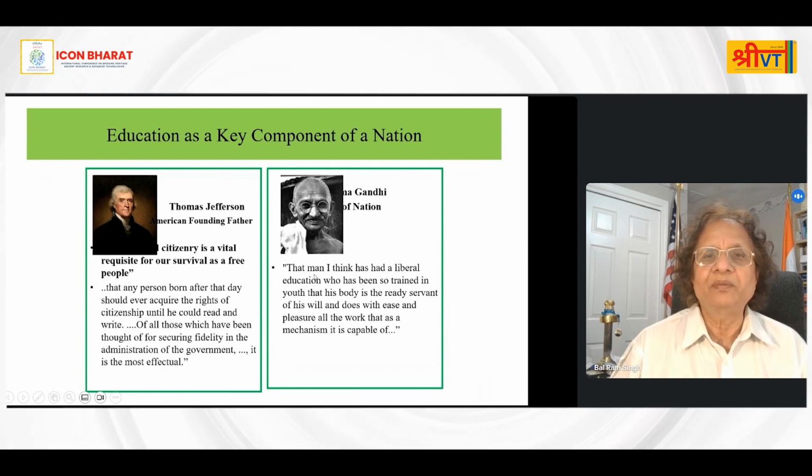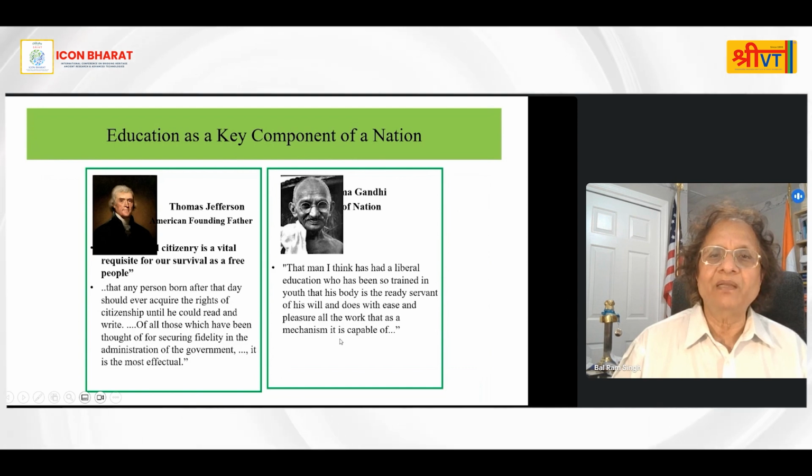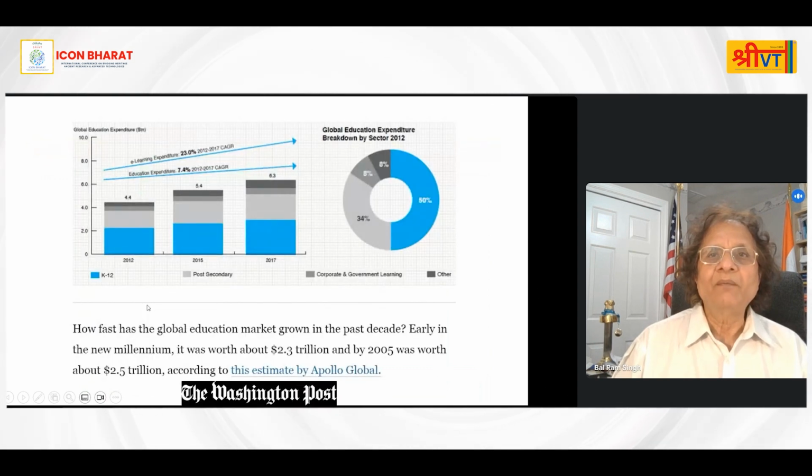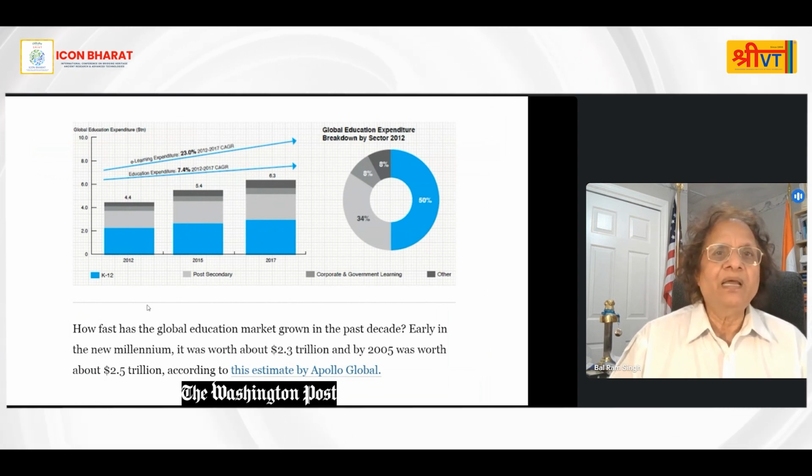On the other hand, from the Eastern point of view, this is a quotation of Huxley that Mahatma Gandhi used: that man, I think, has had a liberal education who has been so trained in youth that his body is the ready servant of his will and does with ease and pleasure all the work that, as a mechanism, it is capable of. It's basically self-growth versus social growth that is an important aspect of these two. Global expenditure is very high.